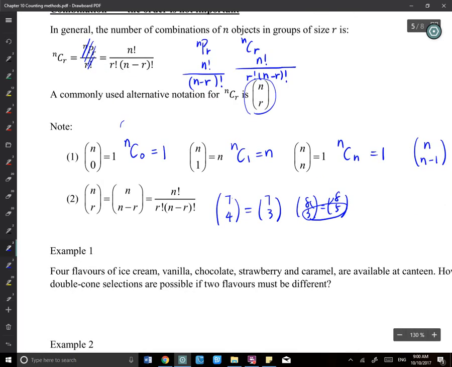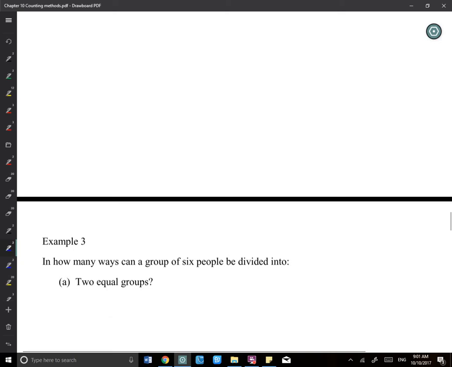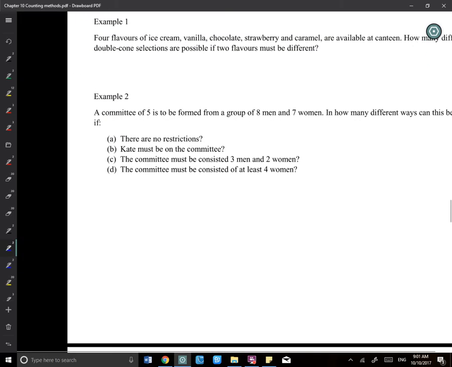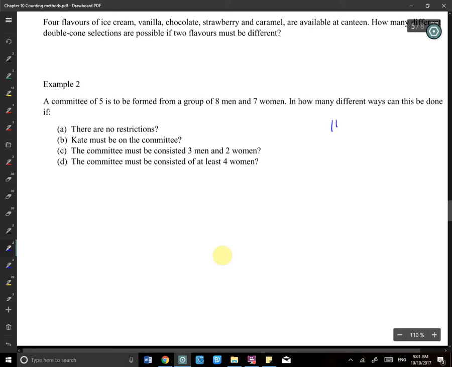So I'll talk more about the NCR one. Let's have a look at question 2. Question 2 is the most important exercise. A committee of 5 is to be formed from a group of 8 men and 7 women. So I want to select 5 people from 8 men and 7 women. So how many people are there in total? 15. So I have 15 people here. Among those 15 people, 8 are men and 7 are women.